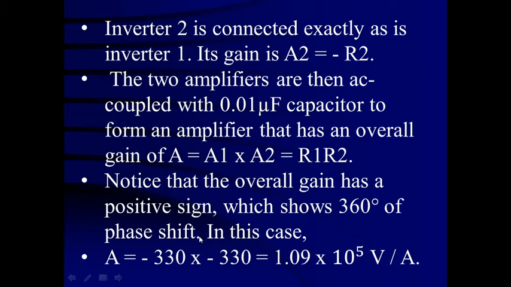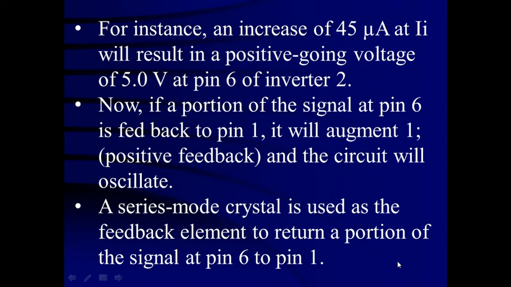So the overall gain A is equal to minus 330 into minus 330, that is equal to 1.09 into 10 raised to 5 volt per ampere. For instance, an increase of 45 microampere at Ii will result in a positive going voltage of 5 volt at pin number 6 of inverter 2.